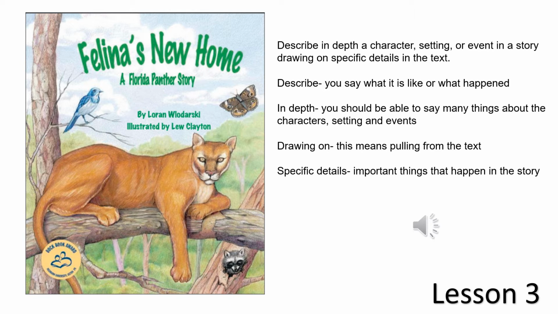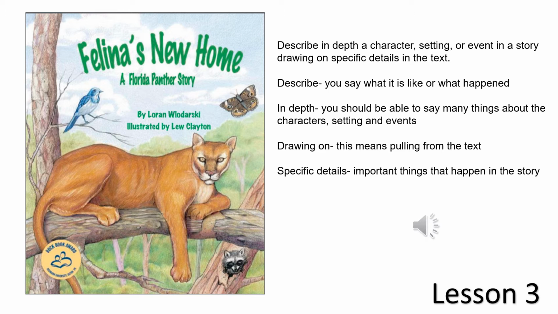When we ask you to describe something, we're asking you to tell what it's like. In this case, we'll be asking you what is the character like and what is the setting like. And also when you describe something, you can tell what happened. That would be an event in a story that you would tell what happened. We want you to do this in depth, meaning you should be able to say more than one thing about the character, more than one thing about the settings. Okay, that's in depth. And we're going to ask you to draw on details in the text.